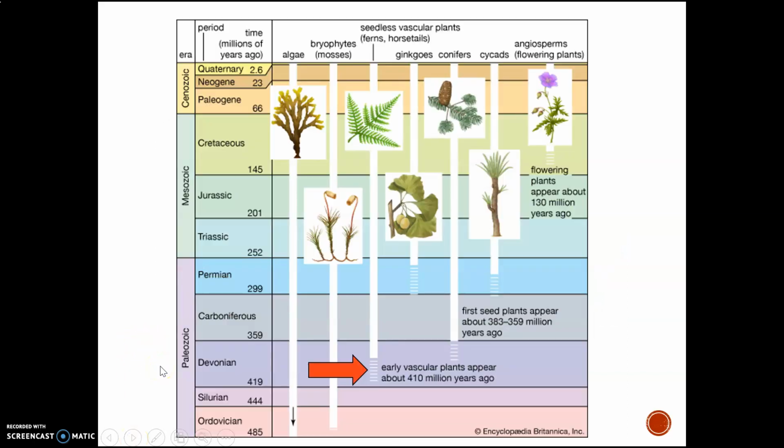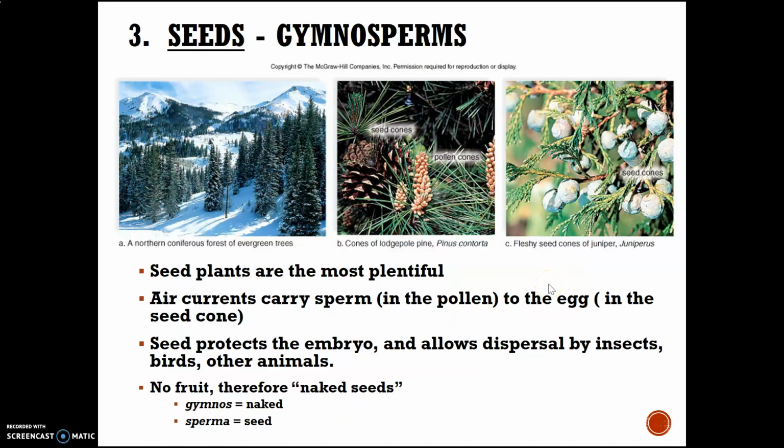So these early vascular plants, they show up about 410 million years ago during the Devonian. That's when we were starting to see amphibians and a lot of groups of fish. So the next innovation we're going to talk about is seeds. The next group of plants we're going to talk about are the gymnosperms. Now, seed plants are now the most plentiful plants that you're going to see out there. They use air currents to carry sperm and the pollen to the egg in the seed cones.